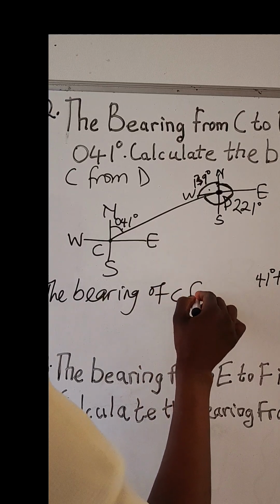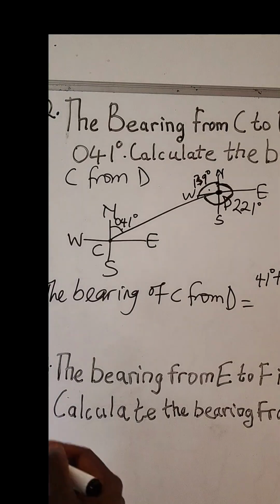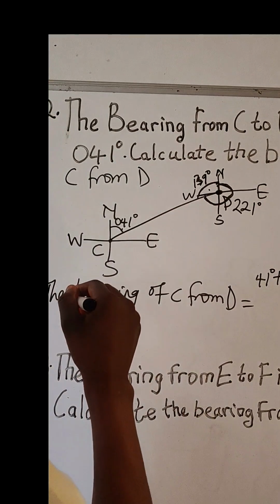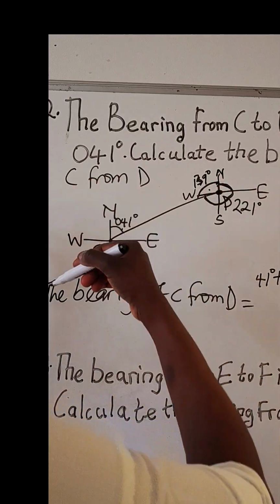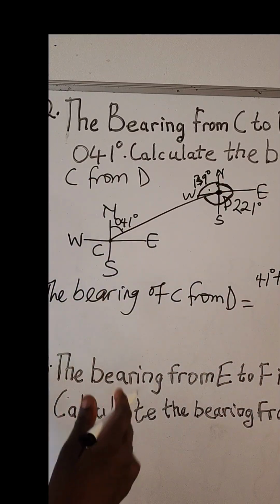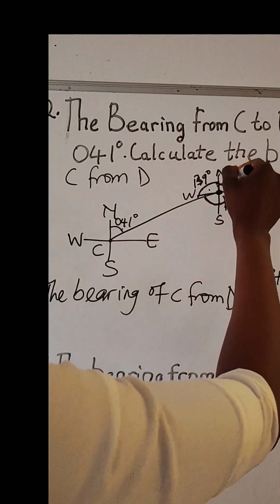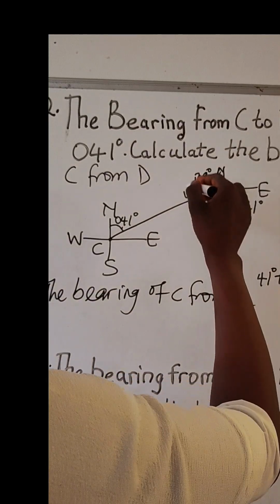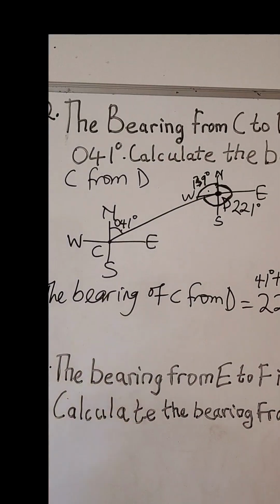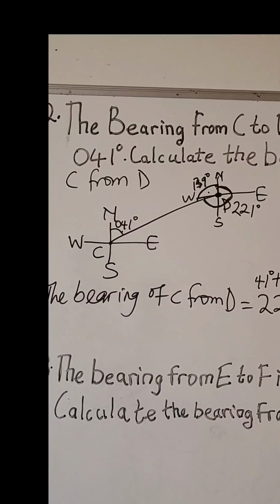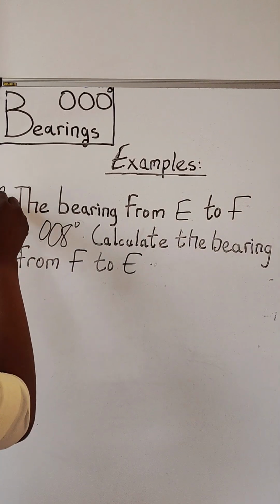So viewers, the bearing of C from D, which we can also call the bearing from D to C, is 221 degrees. We move to the third example. Okay, we move to the third example, viewers.